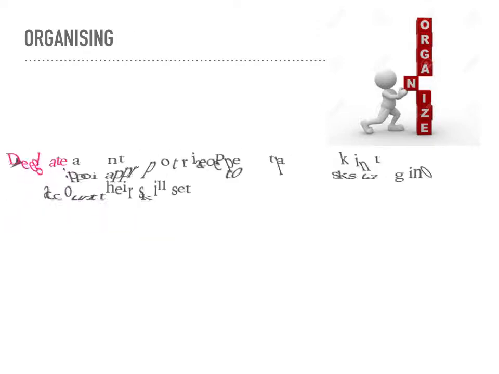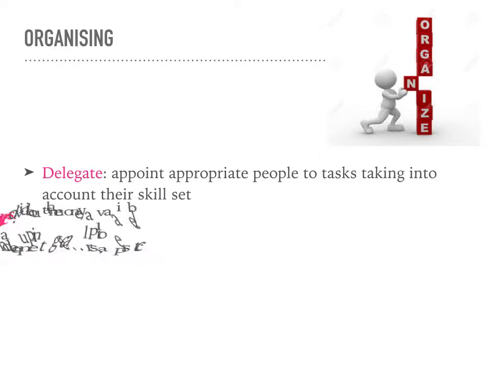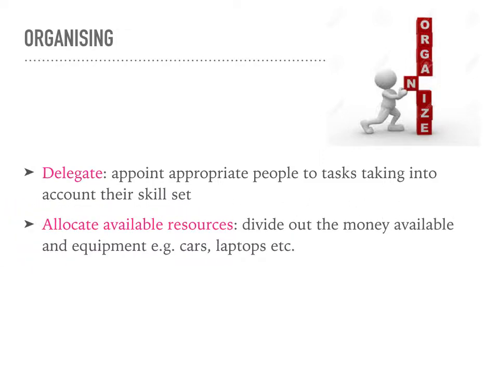We step into organising then. So when we organise, the first thing that you need to do would be to delegate. You appoint an appropriate person to deal with the task, if it's a group goal. And then you allocate available resources. You divide out your money available and equipment, for example.